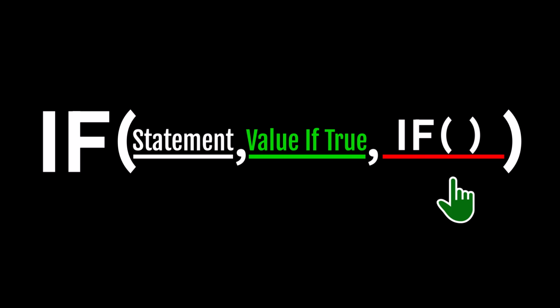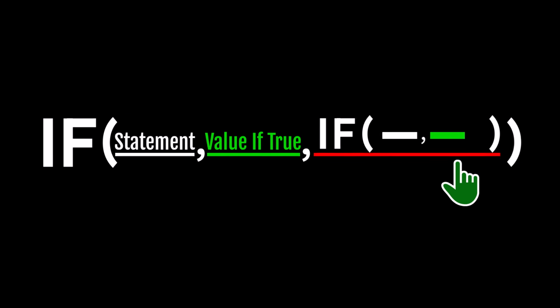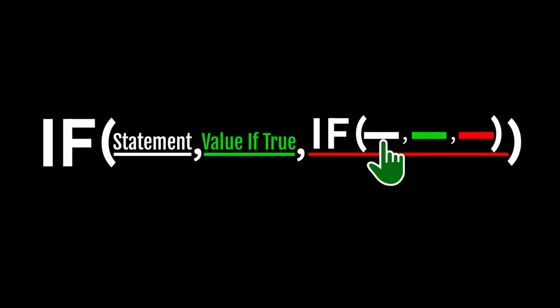That means if the first statement is false, Excel jumps to the nested function and checks if a different statement is true or false. Depending on that, Excel displays one of the next two inputs provided inside the nested function, value if true or value if false. Technically, Excel allows you to nest up to 64 IF functions, but generally it is not recommended to nest more than 5 to 10 functions, as it can get hard to read when too many functions are nested. Now let's see that with an example.